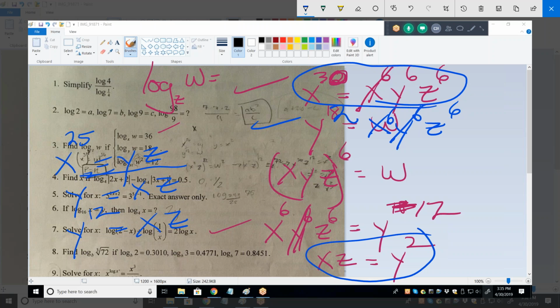Well, that's peculiar right there. We got y to the 12th equals y. We've either made a mistake or y can only be 1. And if y is 1, z is x to the 25th. What do they want? They want the log base z of w, which means z to something equals w.